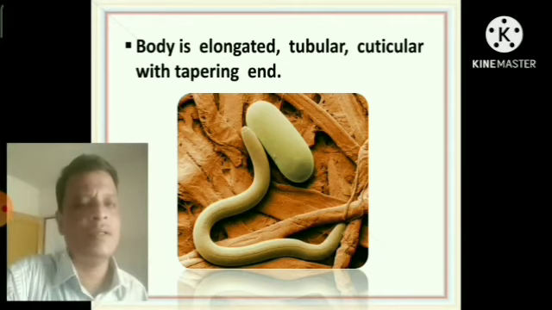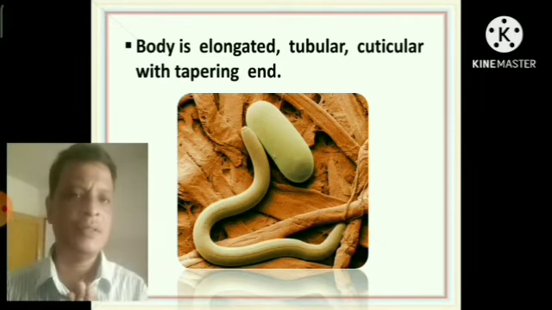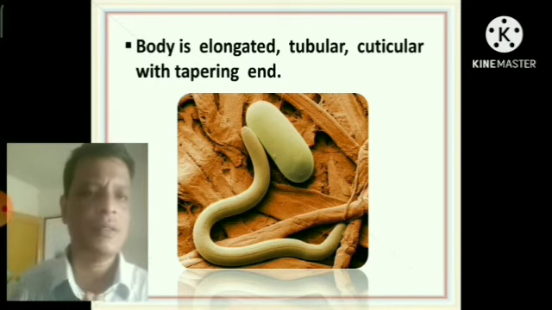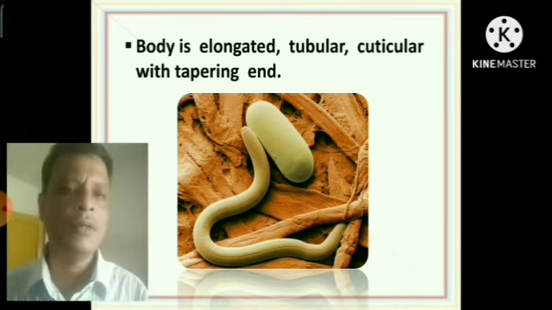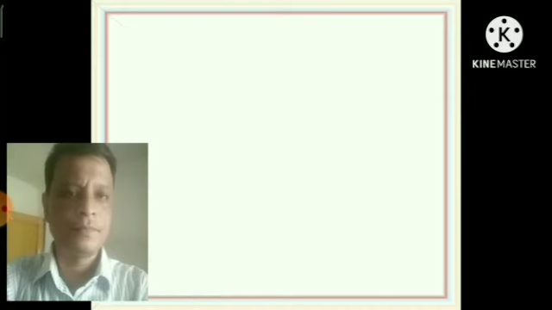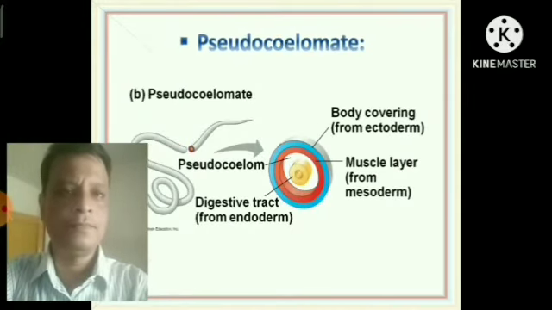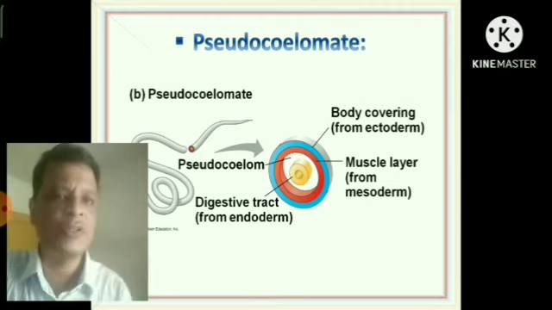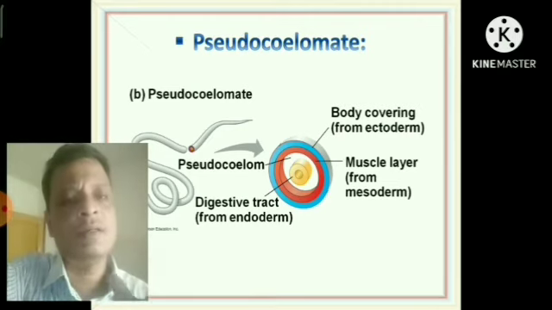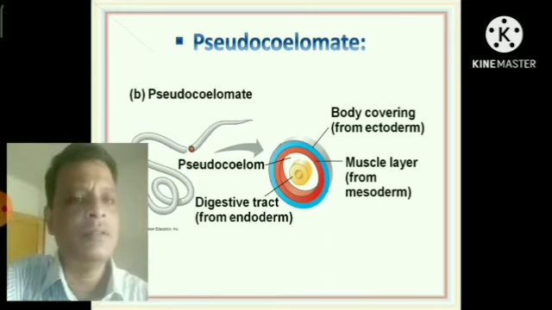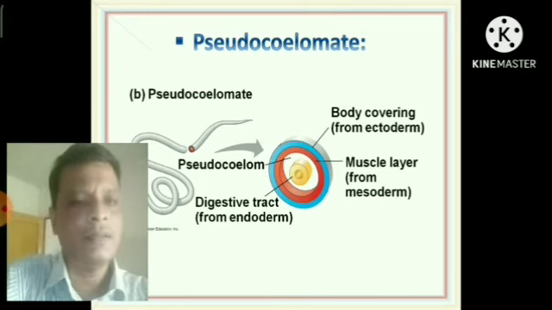Now, the body is elongated. If you look at the figure here, you can easily understand that the body is elongated and tubular in structure, and the whole body is covered with cuticle and tapering at both ends. Pseudocoelomate means false coelom. They have an internal body cavity, but this cavity is not lined by a mesodermal peritoneum layer. This internal body cavity is covered by a muscle layer, and that's why these are called pseudocoelomate animals. Pseudo means false and coelom means body cavity.